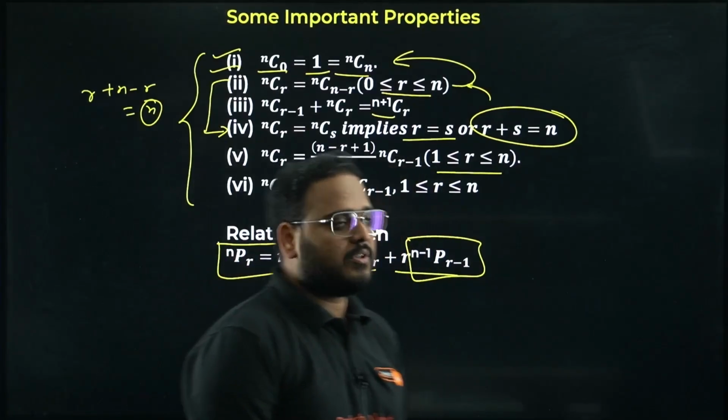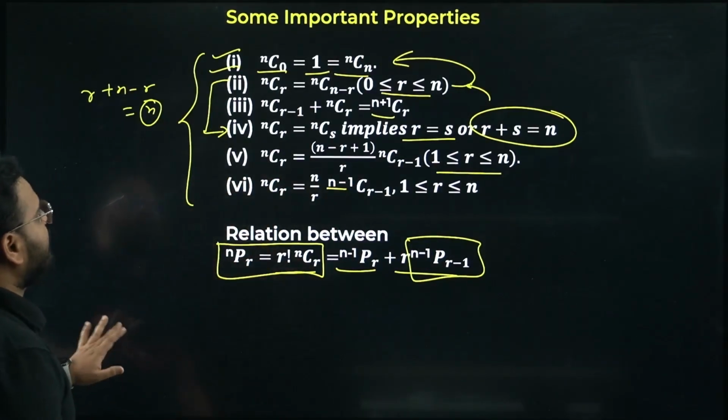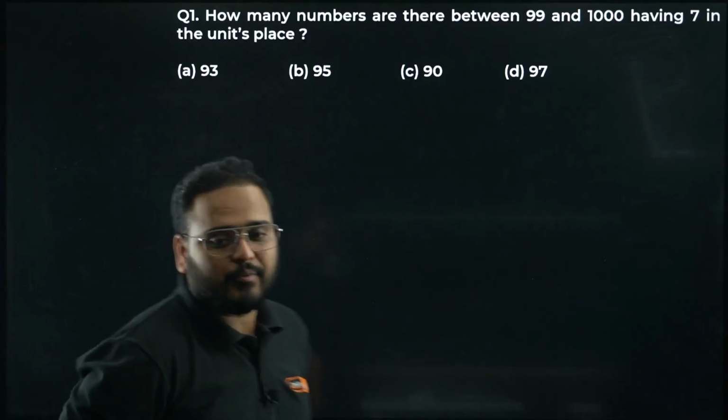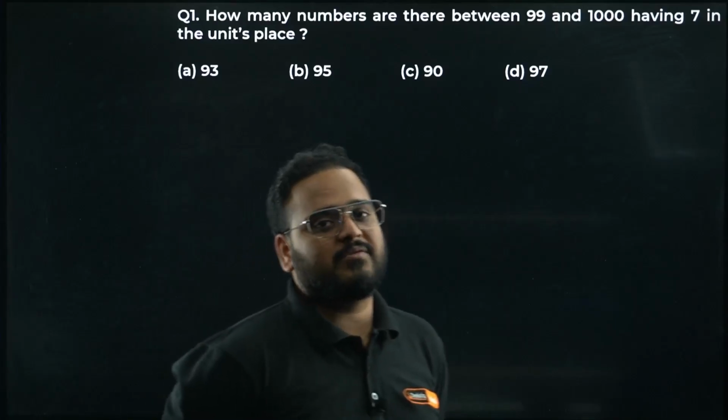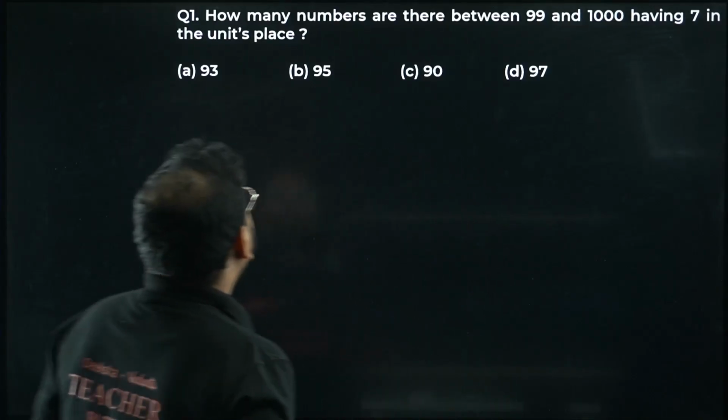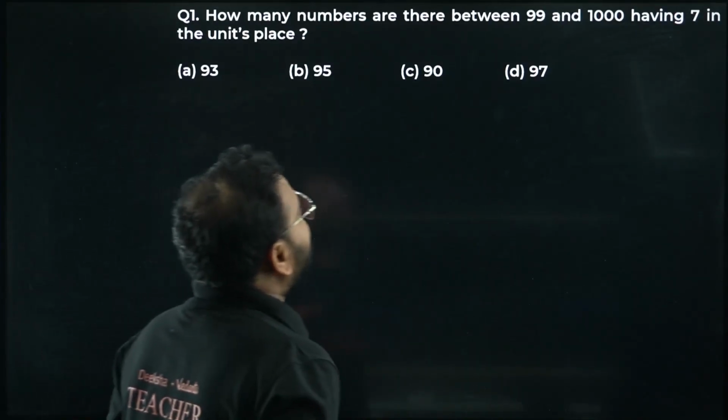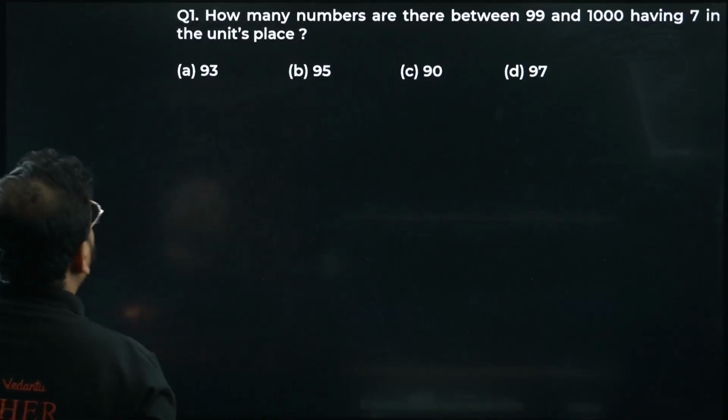You have to solve the questions on this. Properties are very, very important, can be used directly. Now we have some questions to solve. Let's solve these questions and quickly complete our chapter permutation and combination from PU1. So, how many numbers are there between 99 and 1000 having 7 in the units place?